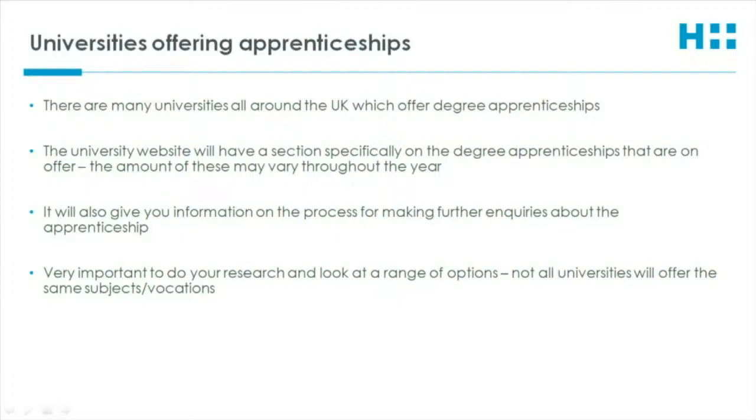It will also give you more information on the process for making further inquiries. It will normally give an email address that you can send some further inquiries to. I'll stress this again, it's very important to do your research and look at a range of options. Not all universities will offer the same subjects or vocations. Just because you see a university that offers a particular degree apprenticeship doesn't mean that other universities will offer that. It might be that there's only one or two universities in the UK that offer certain apprenticeships.